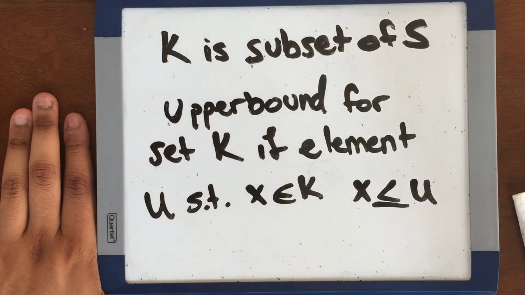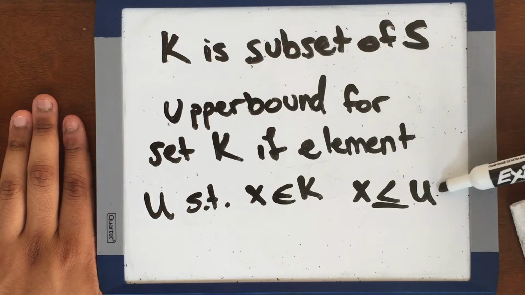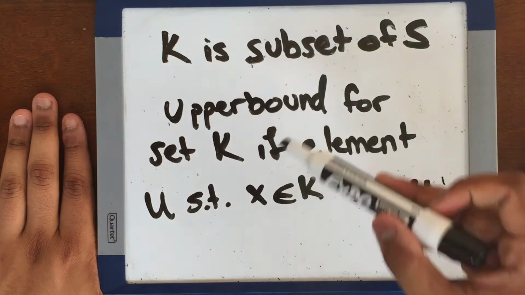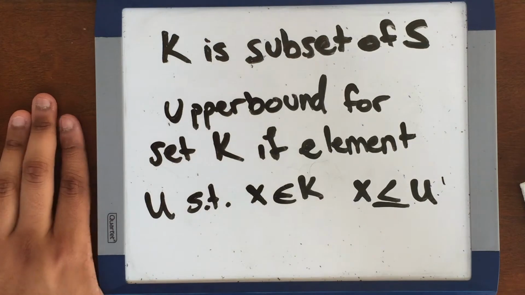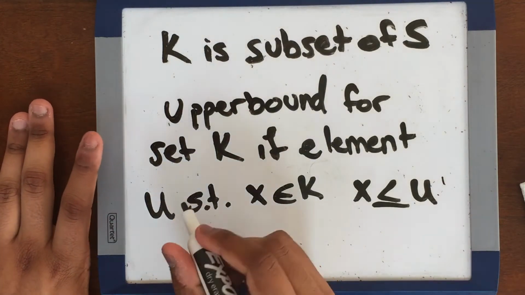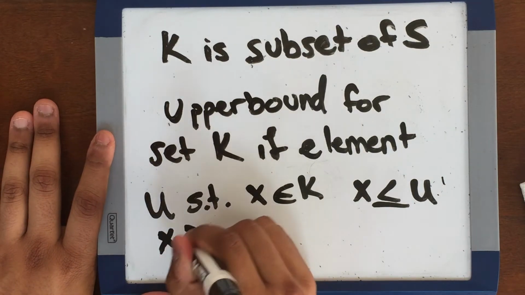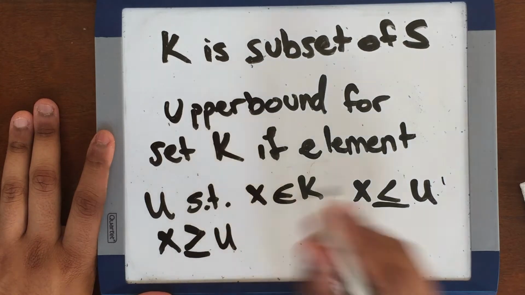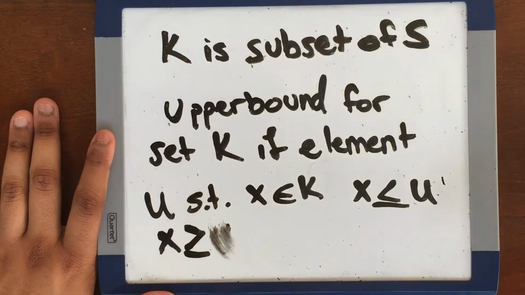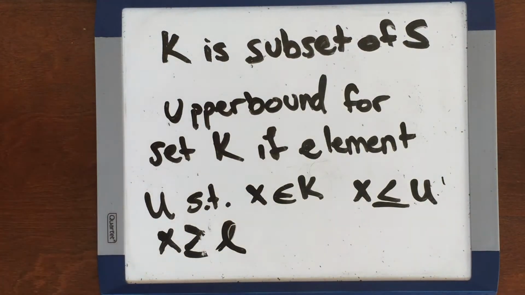K is called bounded above if there exists any sort of upper bound like this, where there is an element that is greater than every element in the set K. It is bounded below if there is an element that exists that is less than or equal to. So upper, I'll use L for the lower bound. There exists a lower bound for every element X.